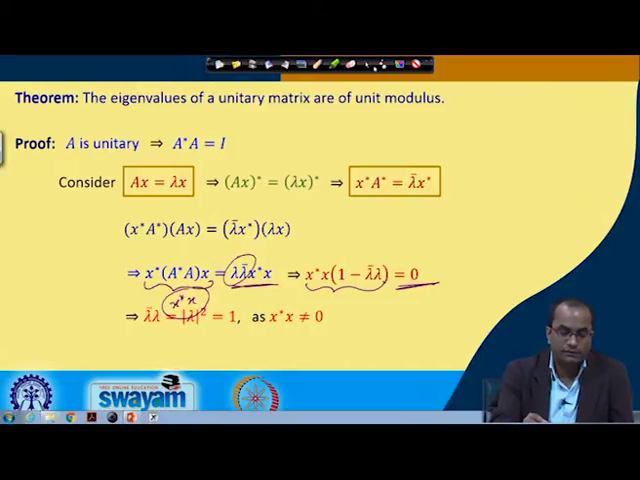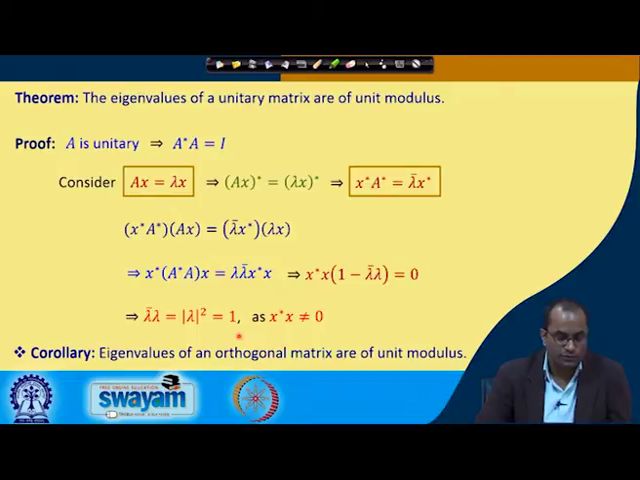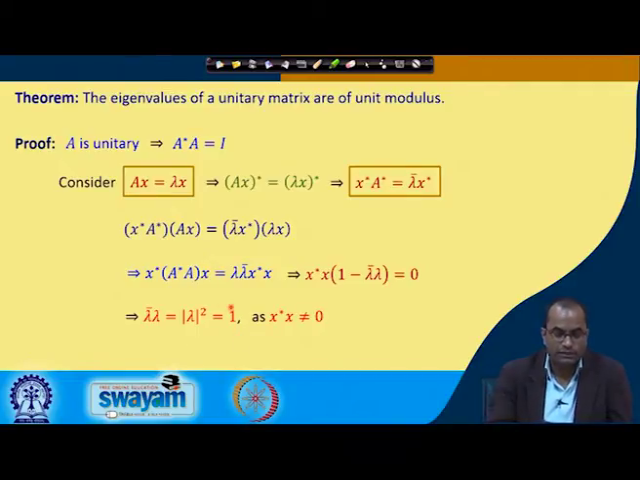With this we got the result that lambda bar lambda is equal to 1, and lambda bar lambda is nothing but the absolute value of lambda squared. So, the absolute value of lambda squared is equal to 1, because x star x cannot be 0. Meaning we got that the absolute value of lambda has to be 1. So, the eigenvalues of the unitary matrix are of unit modulus.